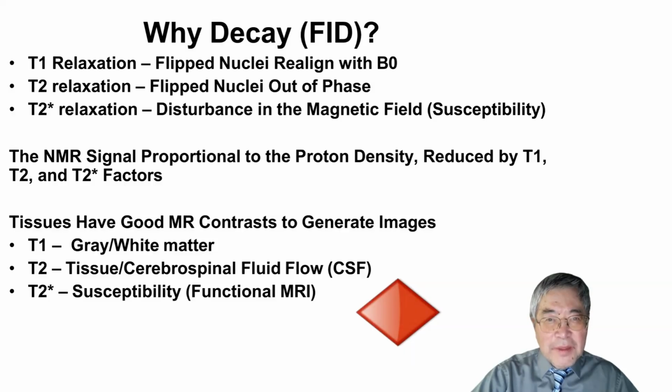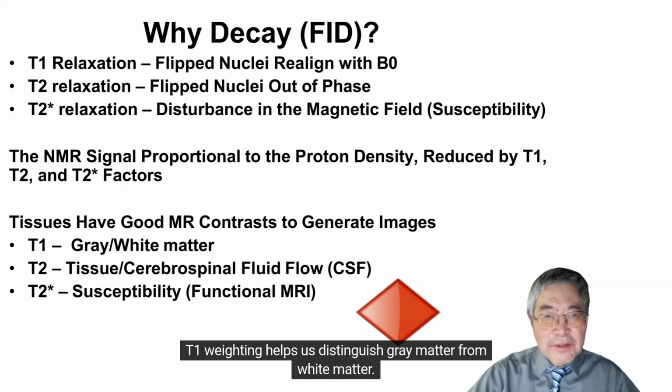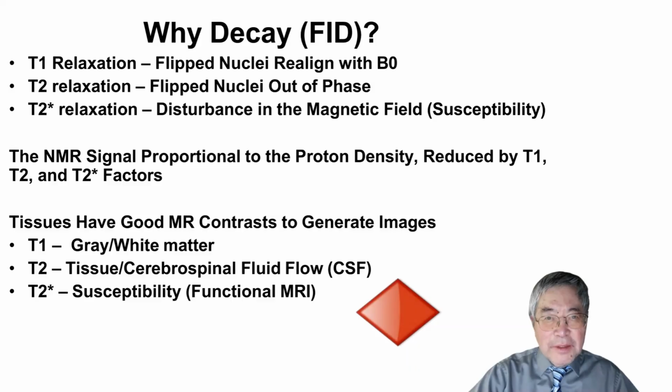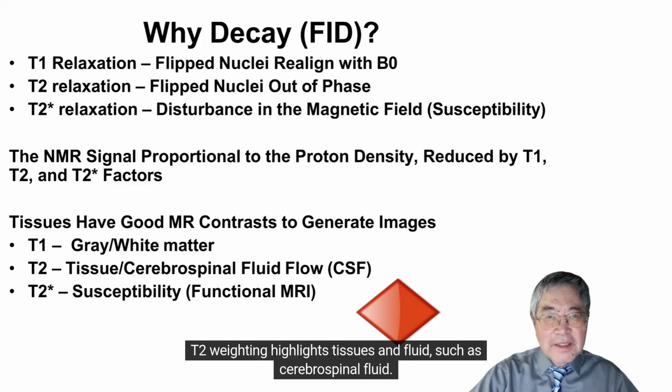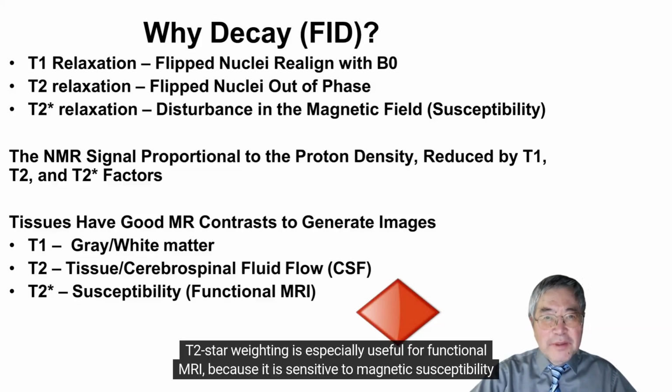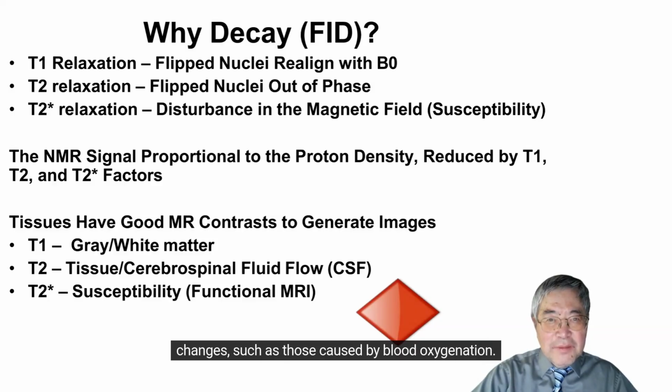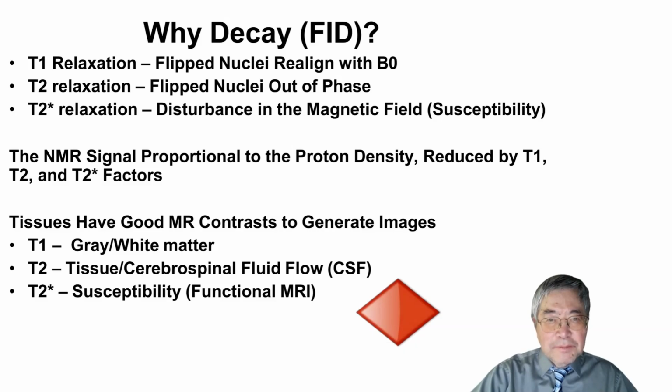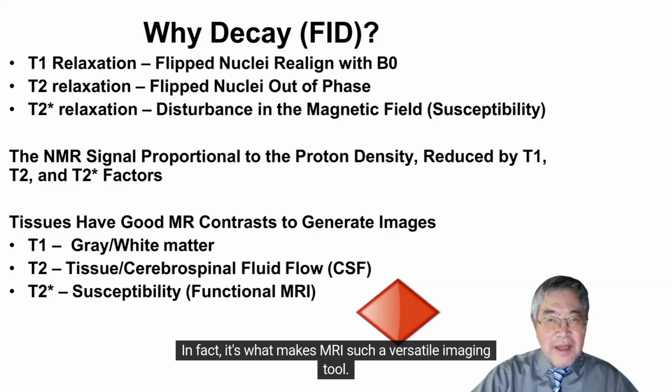For example, T1 weighting helps us distinguish gray matter from white matter. T2 weighting highlights tissues and fluids such as cerebrospinal fluid. T2 star weighting is especially useful for functional MRI because it is sensitive to magnetic susceptibility changes, such as those caused by blood oxygenation. So signal decay is not a nuisance. In fact, it's what makes MRI such a versatile imaging tool.